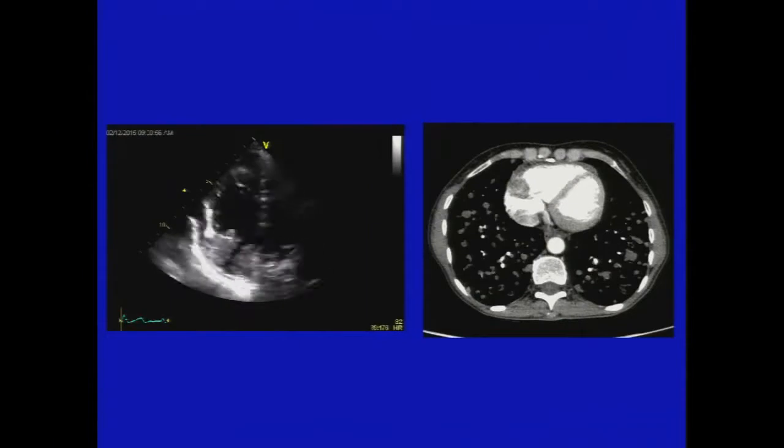Here's a patient who has several mass lesions within the right atrium, a pericardial effusion. And on CAT scan, you can see the right atrial masses and also multiple lung metastases from this patient who has uterine cancer.